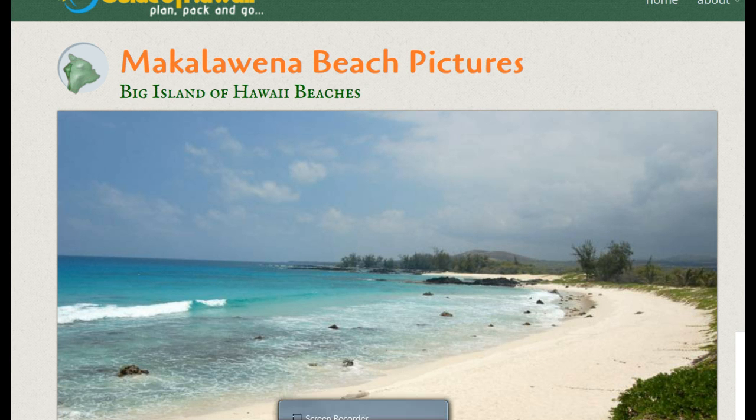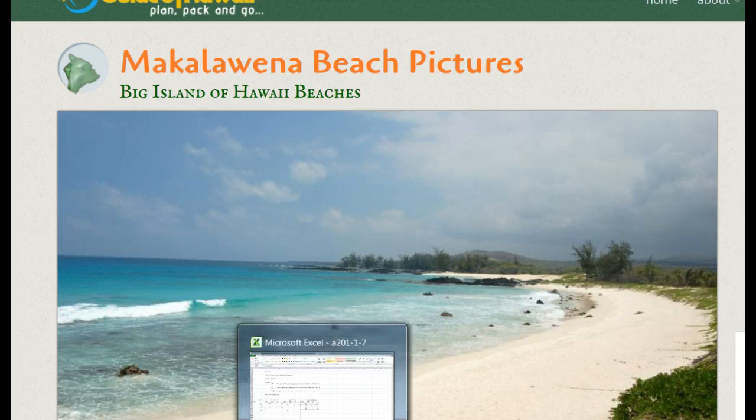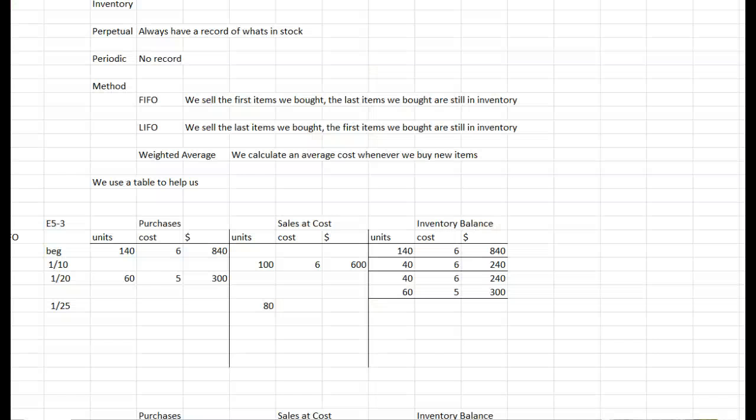So there's a couple of things that I just wanted to mention. We need to keep track of our inventory because it affects cost of goods sold and our balance sheet and actually our income as well. So just a couple of things to think about.